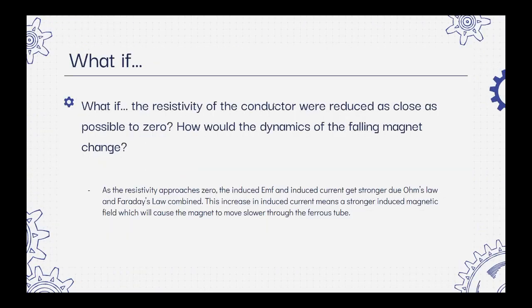So what if the resistivity of the conductor was 0? When we find the EMF, we can see that we're just setting I equals EMF over R. So if R approaches 0, then it would mean a higher current. Infinite current means an infinite opposing force, and that would make the magnet go slower in the tube, even slower than it is already.